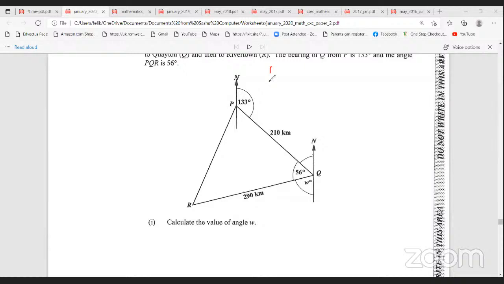You can communicate with each other. Cosine. So a squared equals b squared plus c squared minus 2bc cos A. Yes, write it on the screen for me.